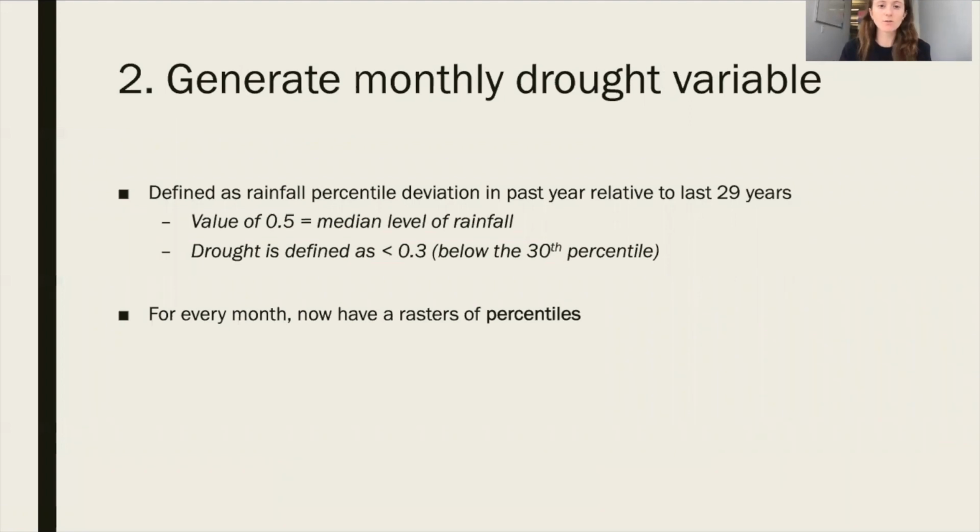And then I generated a monthly drought variable. This was defined as a rainfall percentile deviation in the past year relative to the last 29 years. So basically what you end up getting is the value represents the percentile of rain relative to the past 30 years, basically. So if you have a value of 0.5, that means in the past year you experienced the median level of rainfall that you have also experienced over the past 30 years. And we define drought as below 0.3, below the 30th percentile. So basically what I ended up doing was converting the CHIRPS data set into rasters for every month of what the percentile rainfall was for that month.